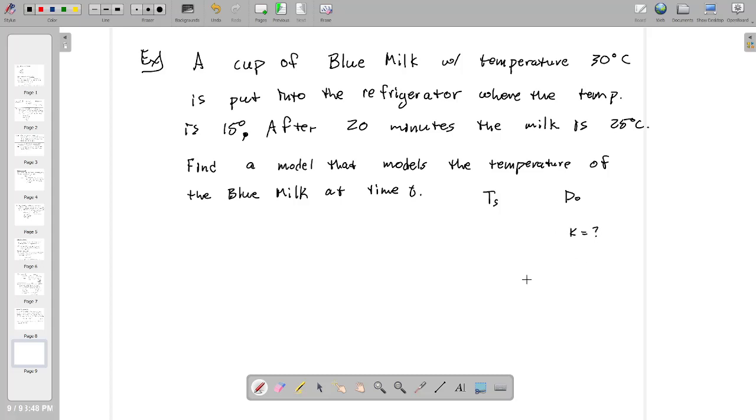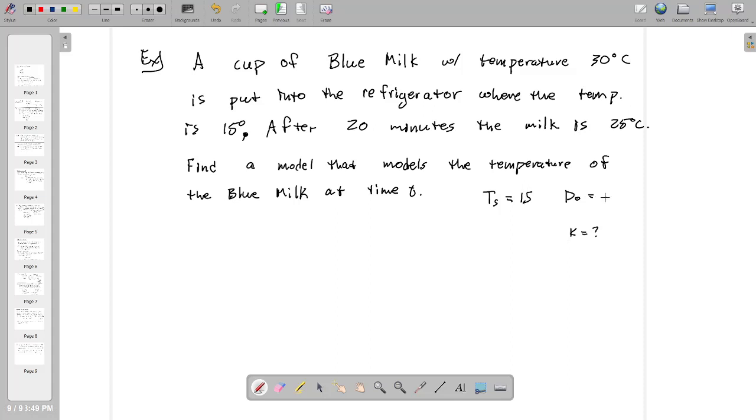Now, k is going to be the hardest thing to find because k is dependent on the type of object that we have. T sub s, so think about it, we have a cup of blue milk that's sitting out, and then we put it in the refrigerator. So the refrigerator is 15 degrees. So T sub s is 15, it's the surrounding air.